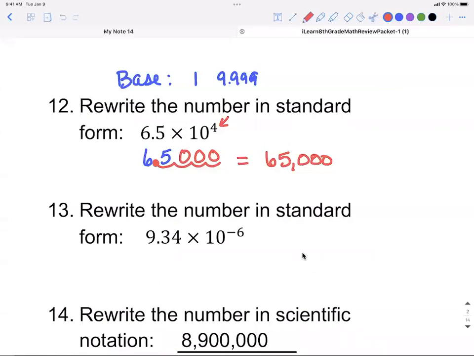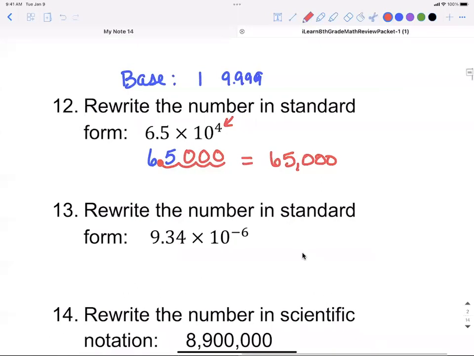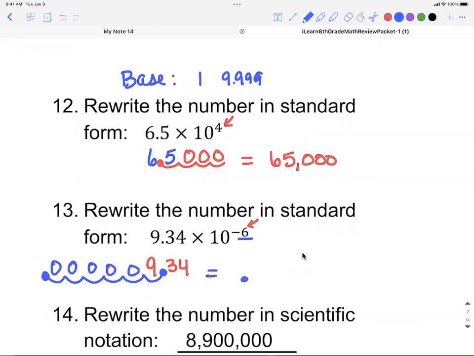All right, so on number 13, it says rewrite the number in standard form. So same thing, right? We have a good base, so we're going to rewrite our good base. And this time we have a negative exponent. Negative exponents always mean teeny tiny numbers. So we're going to have a really teeny tiny decimal here. So we put our pencil right where the decimal point currently is, and we bounce to make a teeny tiny number 6 times. So 1, 2, 3, 4, 5, 6. Fill in the gap with zeros. So our answer is 0.5 zeros: 1, 2, 3, 4, 5, and then 9, 3, 4.